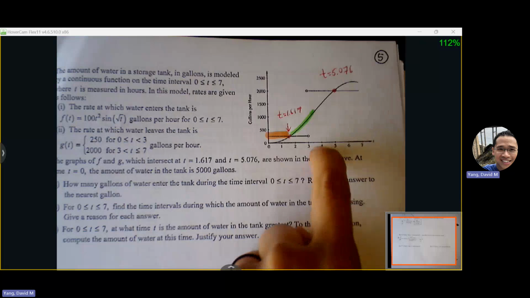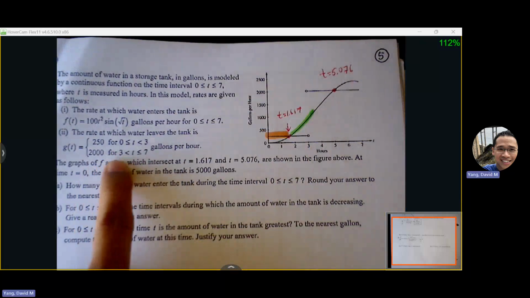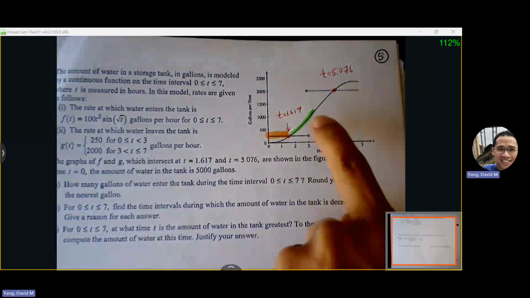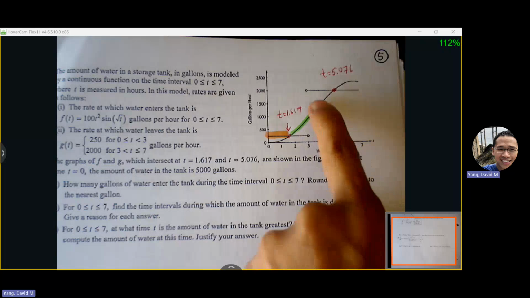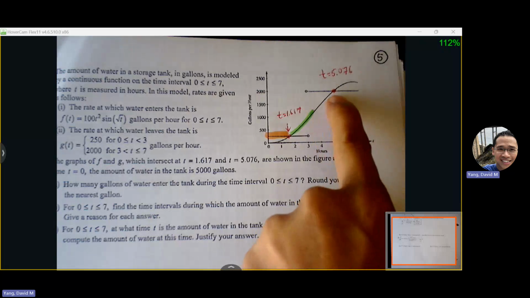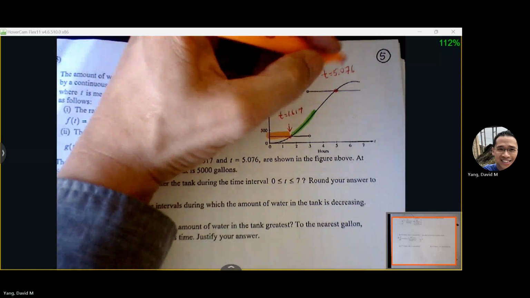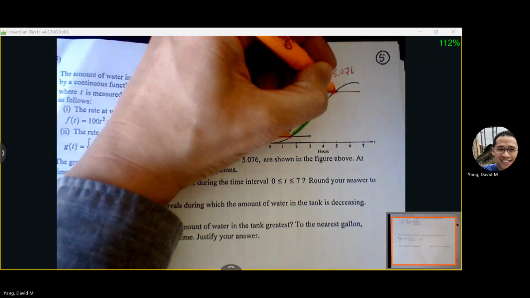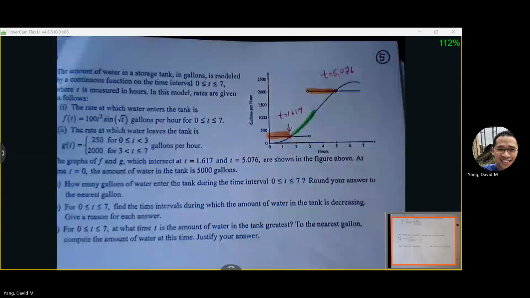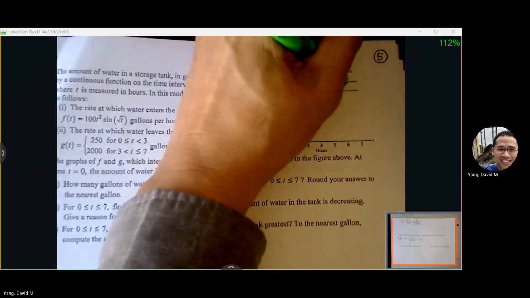But then this rate at which water leaves jumps from 250 to 2,000. So then between hour 3 and 5.076, what's going to happen again? Water level is going to fall. Yeah. But then the curve is going to overtake the horizontal line, and it's going to start to rise again.